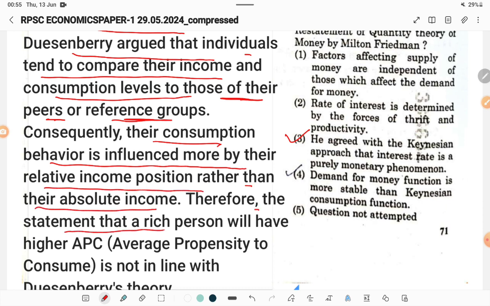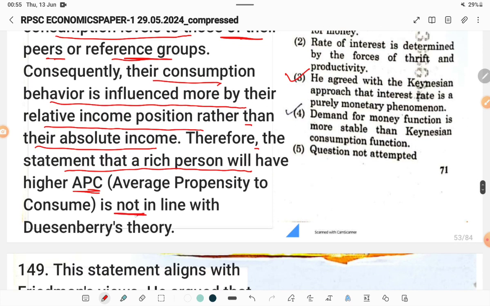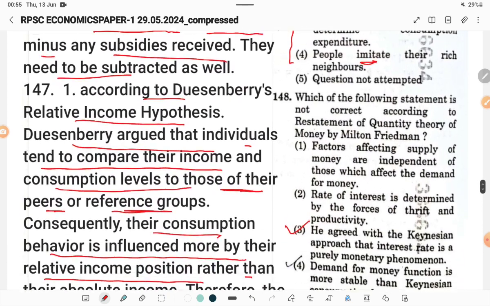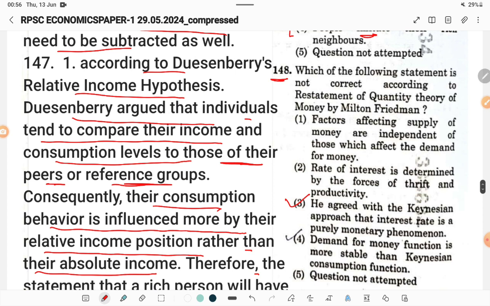Therefore, the statement that a rich person will have higher APC, average propensity to consume, is not in line with Duesenberry's theory. So the first option will be the right answer. Now the next question, 148.